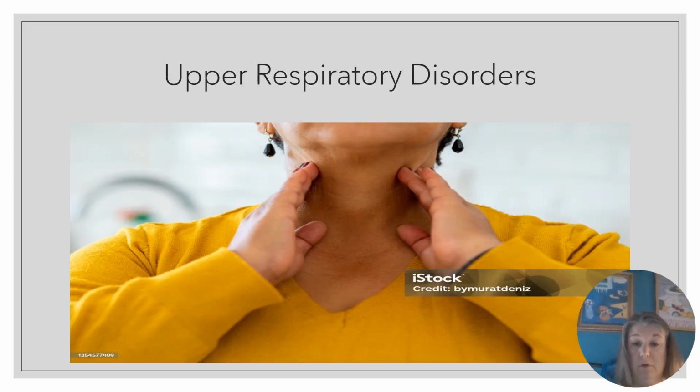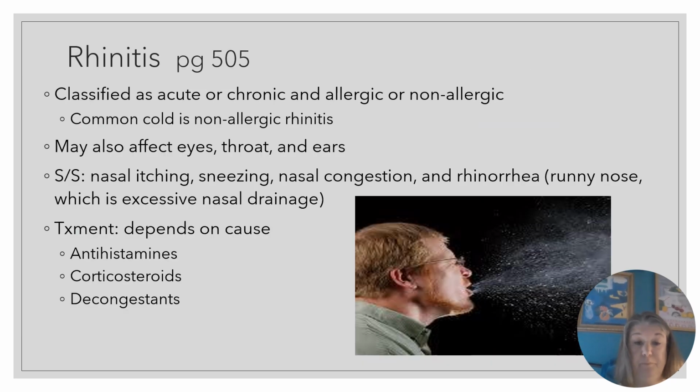And here we go. We're going to start with upper respiratory disorders, okay? All right, so rhinitis. Rhinitis, inflammation of the nose and sinuses, right? Affecting 20% of the population, not really life-threatening, but it can be annoying. You know, sleep disturbances, headaches, that sort of thing. It's classified as allergic or non-allergic, and unfortunately, it can be acute or chronic.